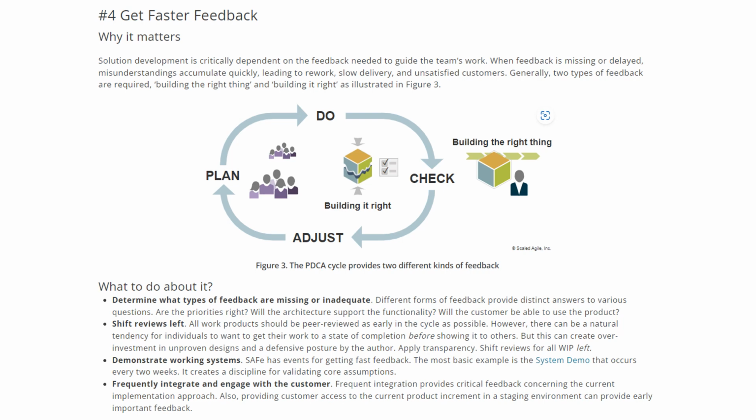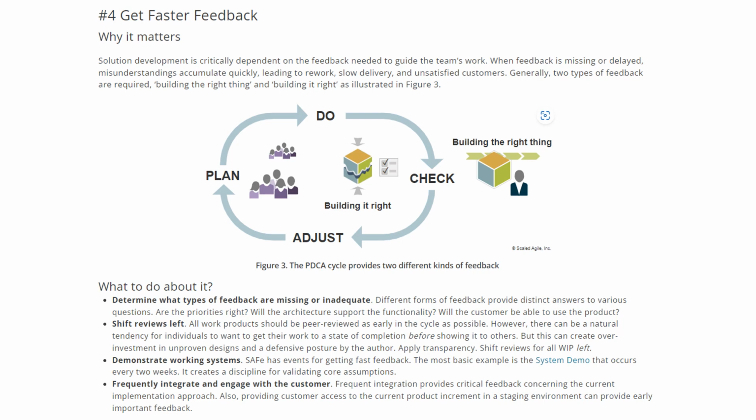Determining what types of feedback are missing or inadequate. Different forms of feedback provide distinct answers to the various questions. Are the priorities right? Will the architecture support the functionality? Will the customer be able to use the product? So these are some of the questions you can ask to determine what type of feedback is missing or inadequate.